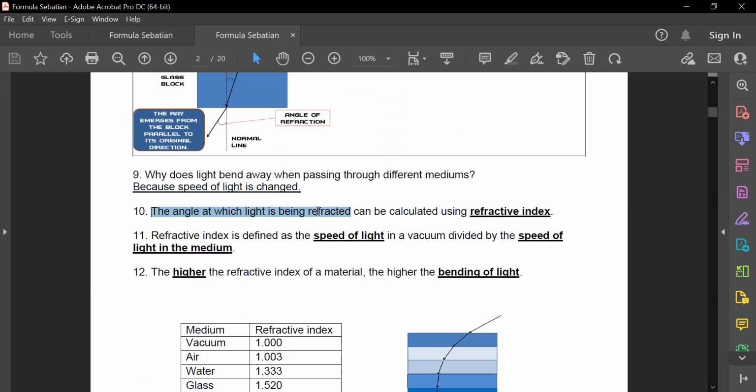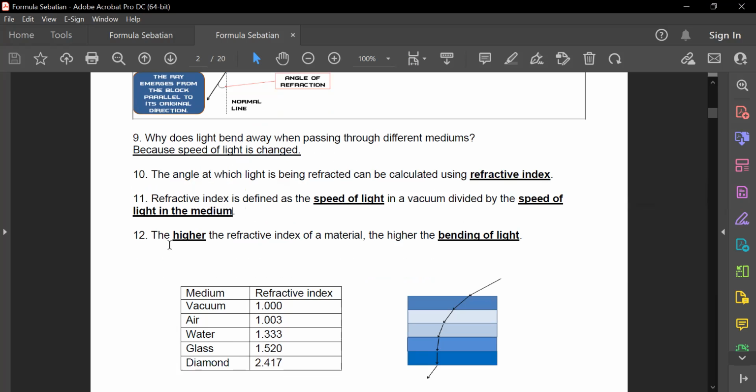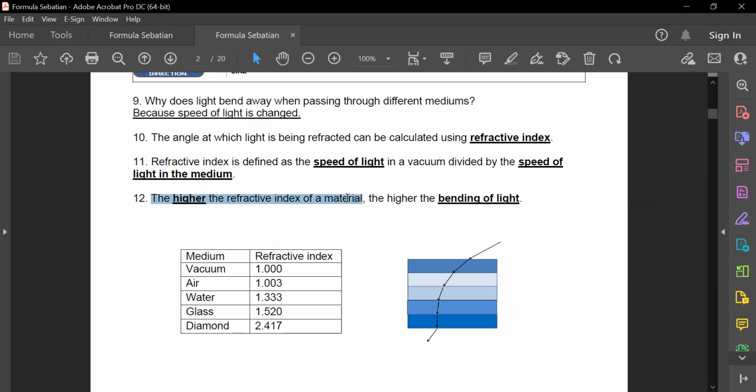The angle at which light is being refracted can be calculated using the refractive index. We are going to learn how to calculate refractive index in the next page. Refractive index, by definition, is the speed of light in a vacuum divided by the speed of light in the medium. Don't worry about this statement. It's not important. It's just a statement. Later, we'll go for the real ones. And of course, the higher the refractive index of a material, the higher the bending of light.